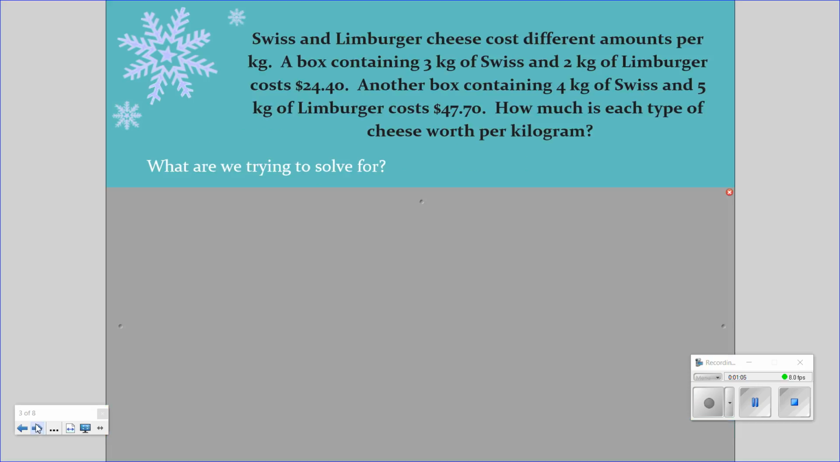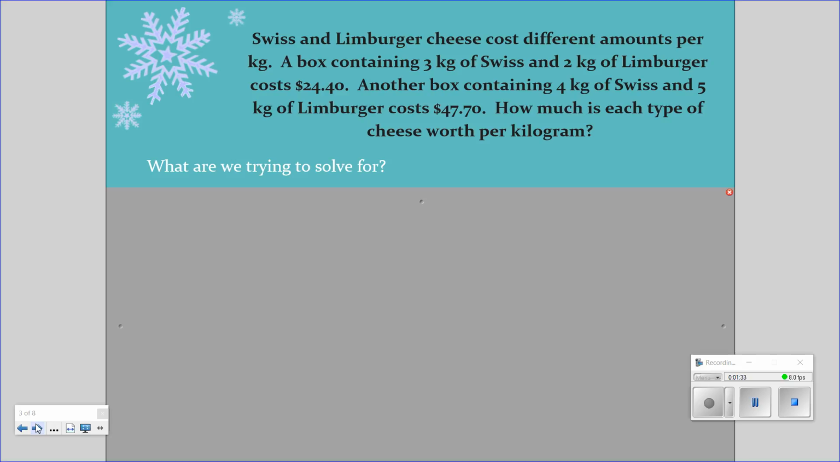Okay, so here's our first example. Swiss and Limburger cheese cost different amounts per kilogram. A box containing 3 kilograms of Swiss and 2 kilograms of Limburger costs $24.40. Another box containing 4 kilograms of Swiss and 5 kilograms of Limburger costs $47.50. How much is each type of cheese worth per kilogram?